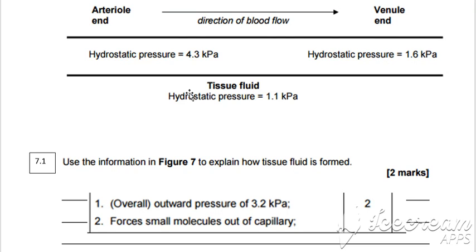Therefore, there is an outward pressure of 3.2 kilopascals. So we've done 4.3 minus 1.1 and worked out the difference, and that is an outward pressure, which is the overall force, and this will force the small molecules out of the capillary, which will then make the tissue fluid.